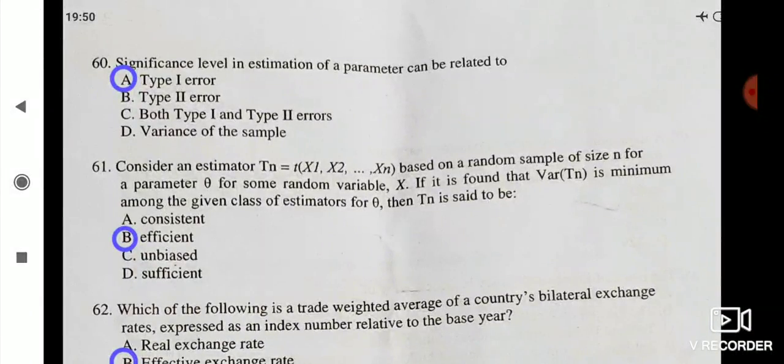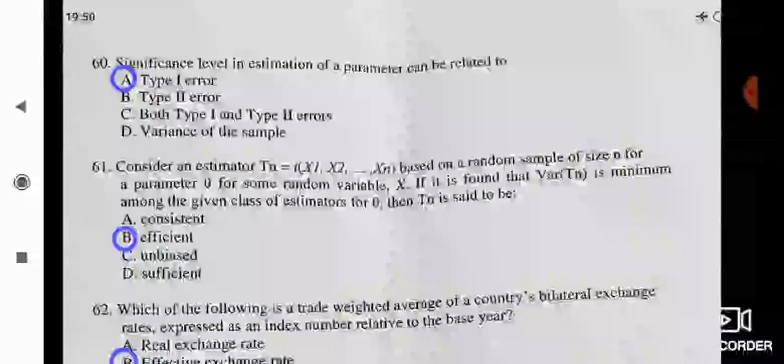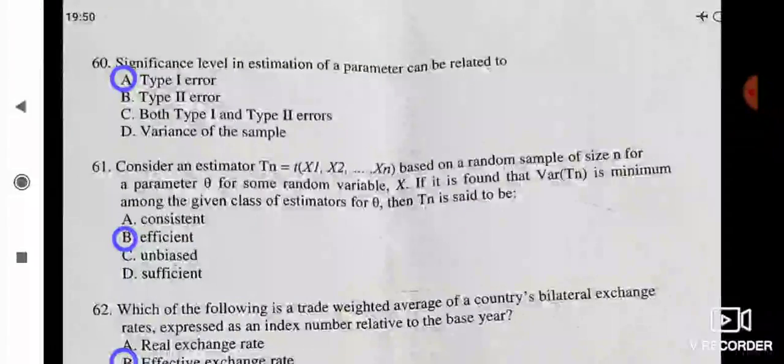Given options are type 1 error, type 2 error, both type 1 error and type 2 error, and last option variance of the sample. And the question is about level of significance or significance level in estimation. And as we know, the probability of type 1 error is called level of significance. So probability of type 1 error is called level of significance, and it is represented by the symbol alpha. In statistics or in hypothesis testing, it is represented by the symbol alpha.